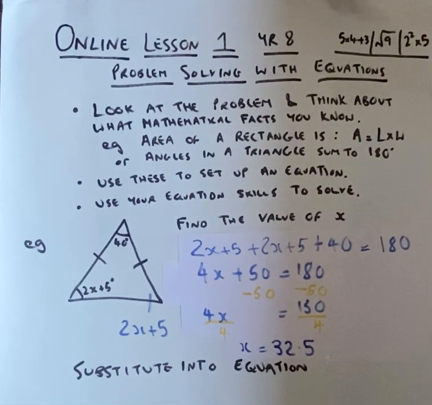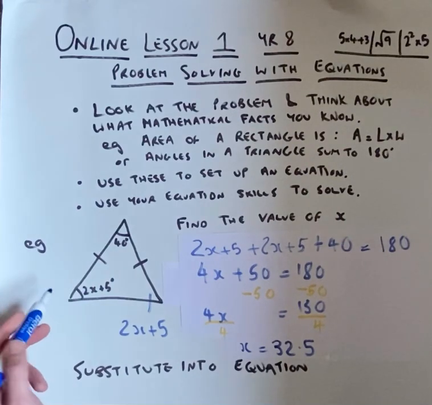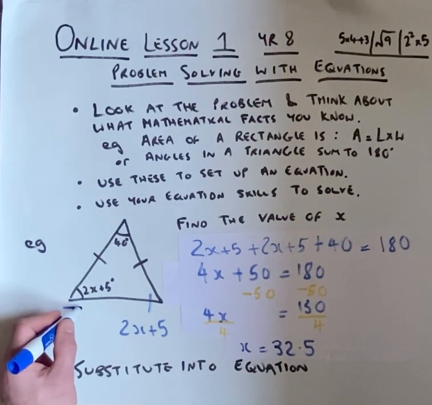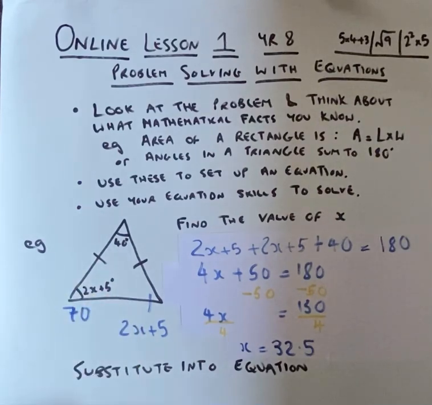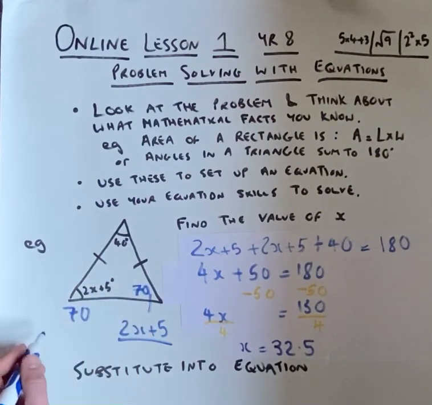And so we've actually found x, but we should always check it, okay? And we check it by substituting that value into the actual diagram. So if you look over here, we've got 2x, so that's double x, that's 65, add 5 makes 70. And we've also got another angle of 70 because it's the same expression that we've used. And we know that 70 add 70 add 40 is 180 degrees.